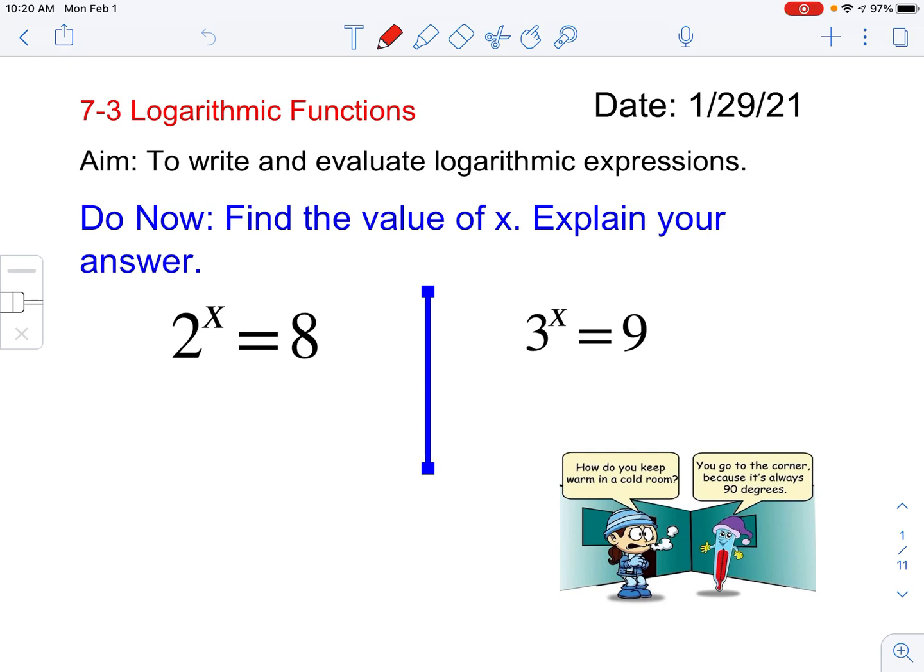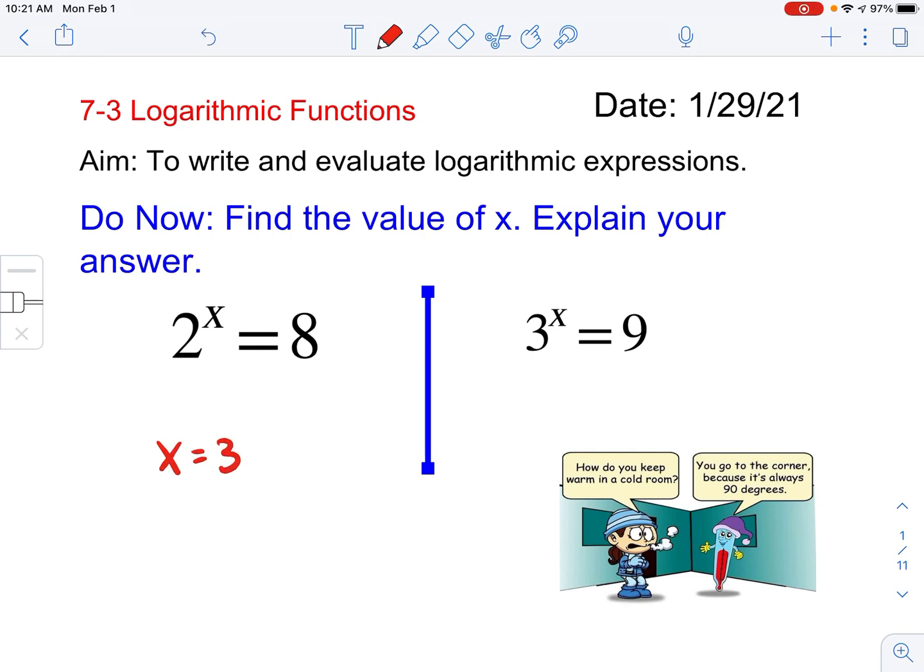So here we have a do now where it says find the value of x and explain your answer. So we have 2 to the x is equal to 8. Now, this is a question where we're going to have to use our thinking skills, right? What exponent of 2 gives me 8? Well, hopefully, if I've taught you correctly, that should jump off the page. We know that 2 to the third power is equal to 8.